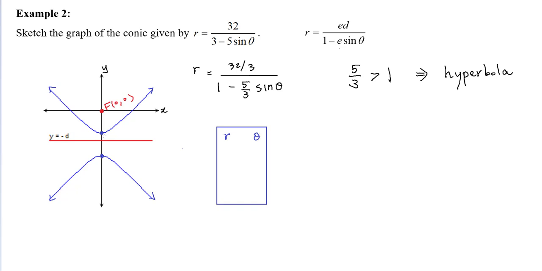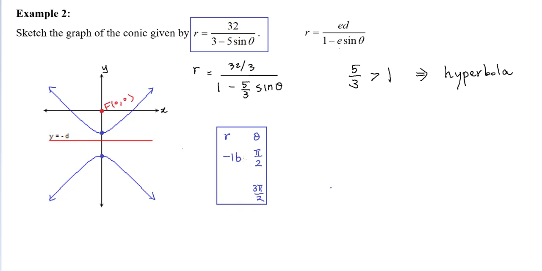But since the vertex is sitting on the y-axis, the angle is either pi over 2 or 3 pi over 2. Now I'm going to substitute these angles into the given equation. Sine pi over 2 is 1. So if theta equals pi over 2, it will be 32 divided by 3 minus 5 times 1, because sine pi over 2 is 1. So 32 divided by negative 2, which is negative 16.